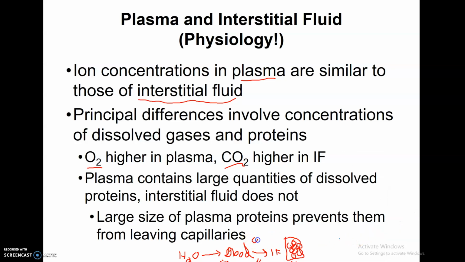So within the blood, you have oxygen. Oxygen goes out into the tissues along with liquid, with plasma, into the interstitial fluid. That's supposed to be an arrowhead. Nourishes the tissues, and then CO2 is released.